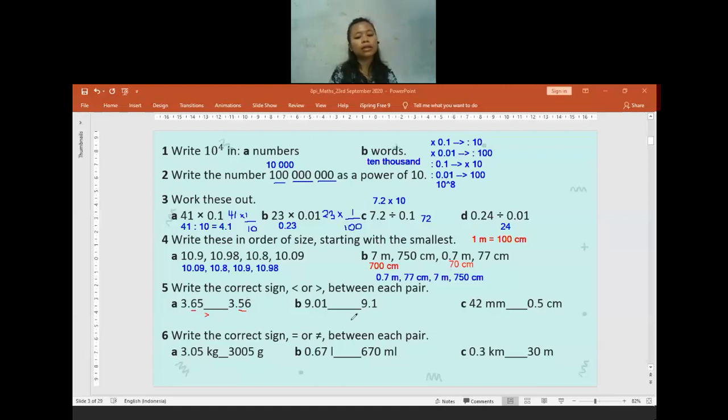For question B, is it bigger than or is it less than? Yes, correct. It will be less than. And then for question C, is it bigger than or larger than? Yes, correct. It will be bigger than. Any confusion so far, or maybe my explanation is confusing? No? If no confusion, I will continue to question 6. For question 6, we have to put the sign equal or unequal. For question 6a, is it equal or is it unequal? Yes, it will be unequal.